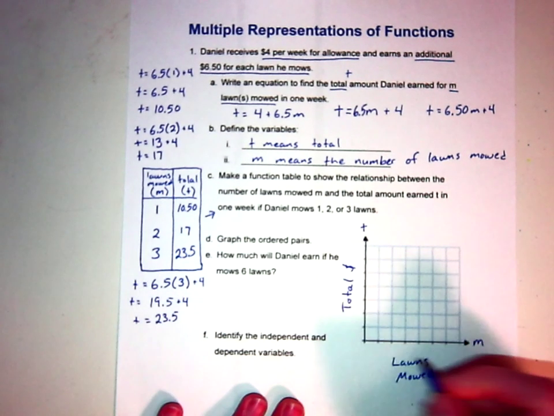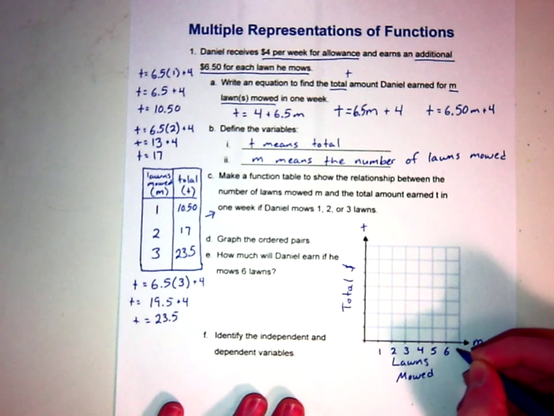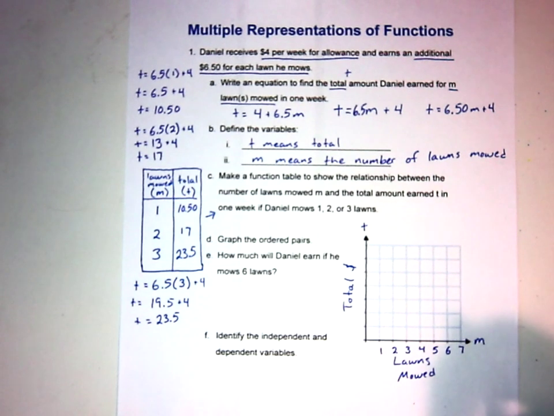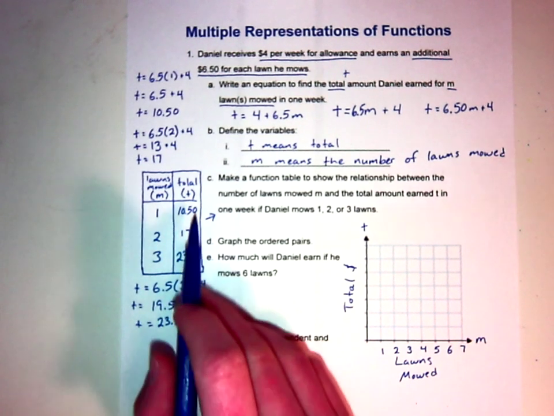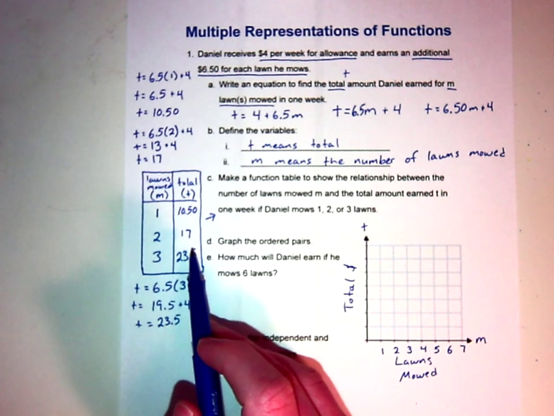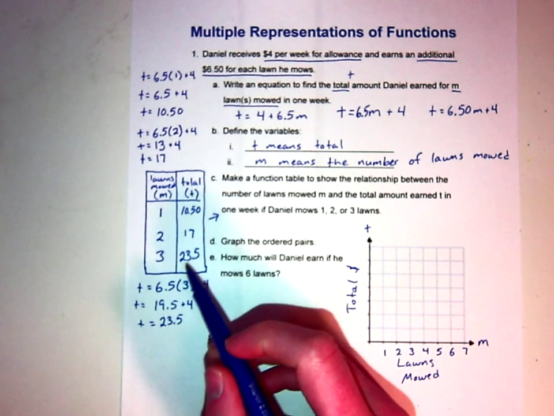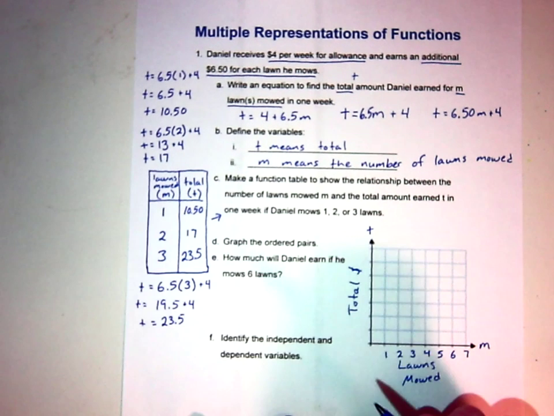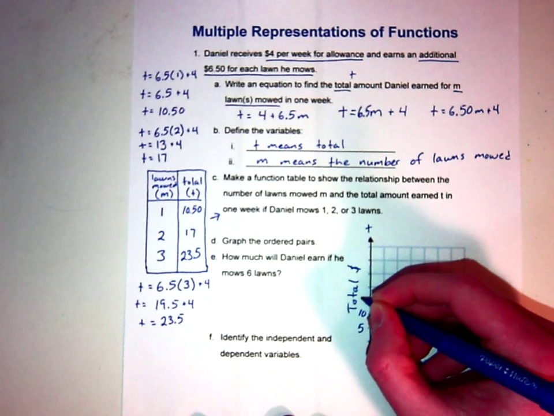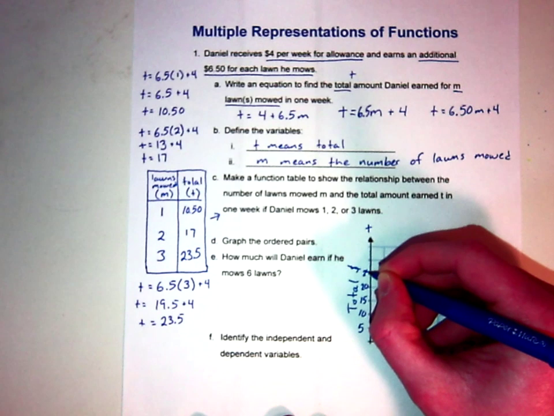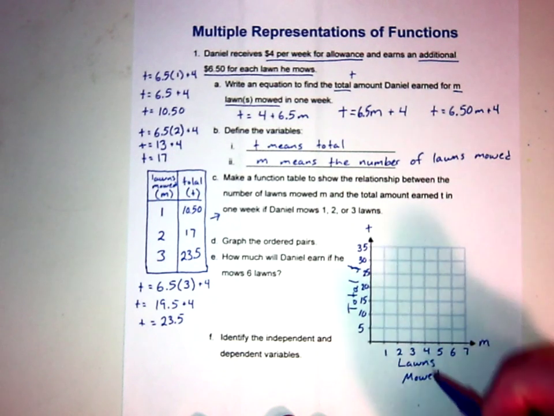I'm pretty confident that I can put 1, 2, 3, 4, 5, 6, 7. The one that's going to be a little trickier is over here, because these are like 10.5 and 23.5. The highest number is 23.5. So what if I go by intervals of 5? 5, 10, 15, 20, 25, 30. It's going to work very nicely. I'm going to fit all my data in here.